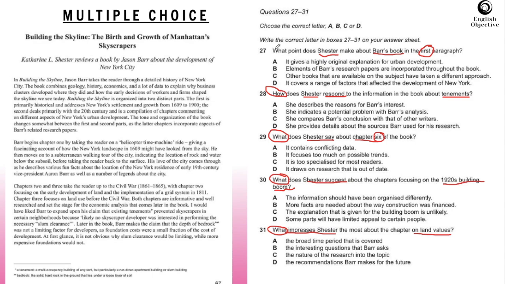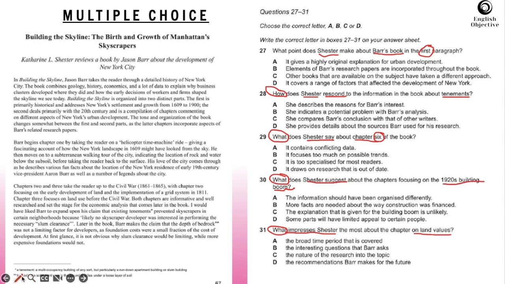Right. So as you can see, the WH questions are very important to differentiate. It's not the same as how she responds as what she responds, right? I'd have to look at different pieces of information in order to figure out the right option. But for now, I'm just going to ignore the options and I'm going to begin with question 27. I'm going to read it again. What point does Chester make about Barr's book in the first paragraph?